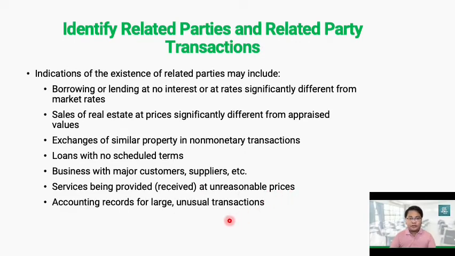Also, accounting records for large and unusual transactions, and confirmations and invoices from lawyers. These are some of the indicators that we can use as red flags. Whether related party transactions actually occur, because again, these are a normal feature of the business, what we need to determine is whether they are sufficiently disclosed in the financial statements of the client.